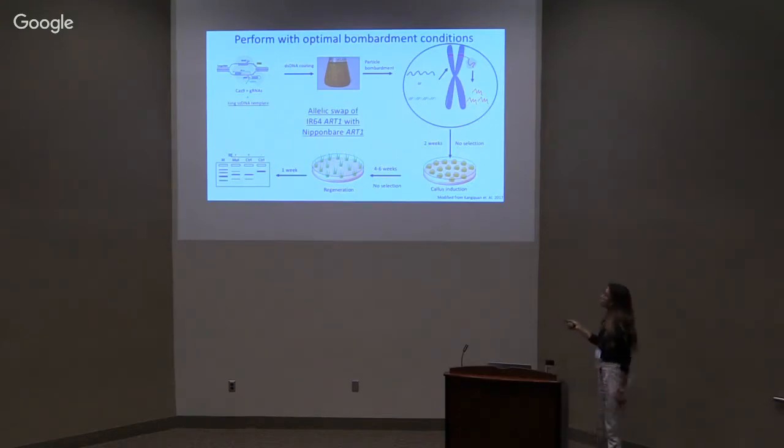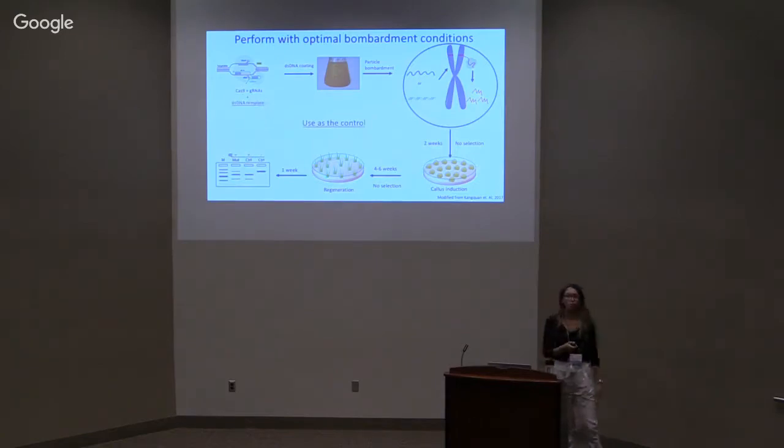So, like I was saying, you would do the same thing with our long single-stranded DNA template, and you could use the same exact methods with this. And that is, again, to perform the allelic swap. Again, we would see a phenotype of sensitivity to aluminum in Nipponbare. And then also, we want to use the double-stranded DNA template as a control so that we can see that the long single-stranded DNA template is actually being incorporated, and it's not making edits elsewhere in the genome.